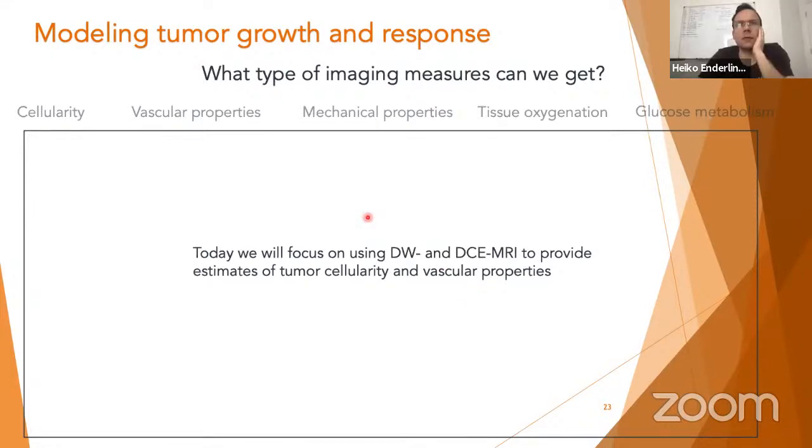Hey, David, it's Heiko. Just a very quick question, if I may. For each of those measurements, could you comment on the uncertainty and inter-observer variability in those measurements, or how much confidence do we as modelers put to each of those measurements?